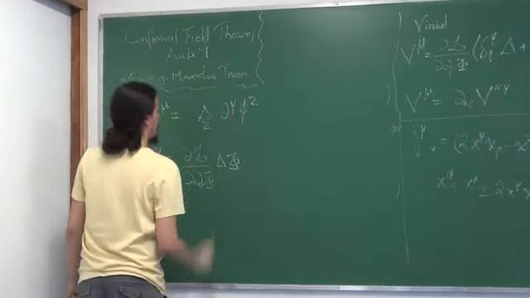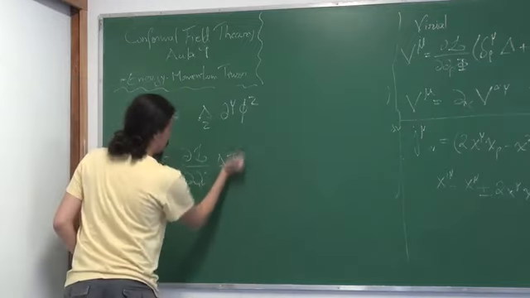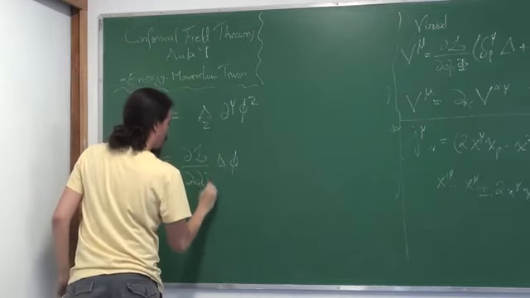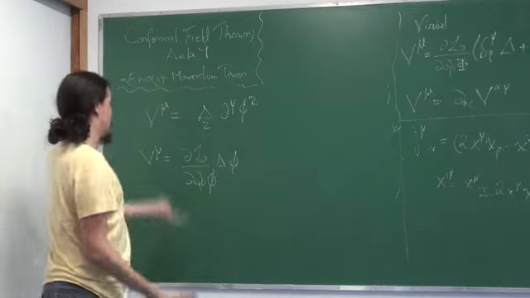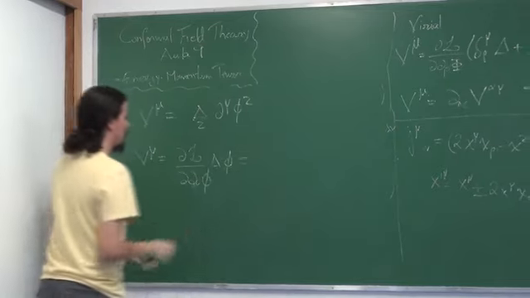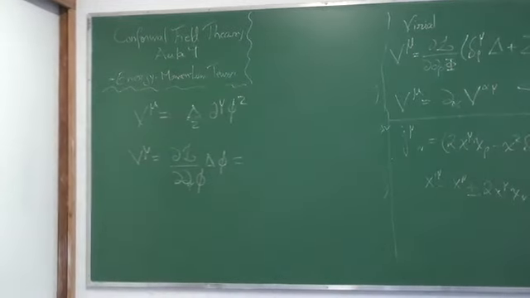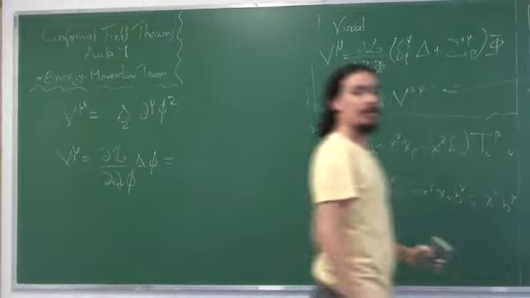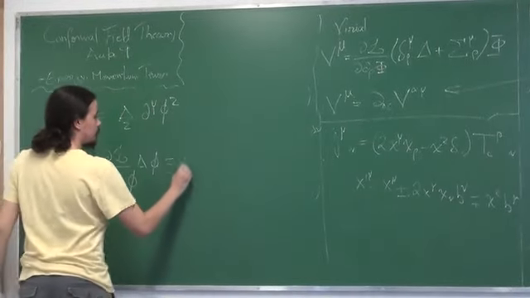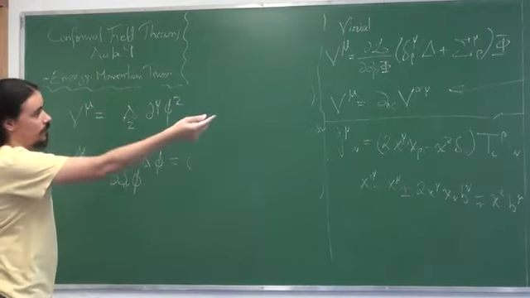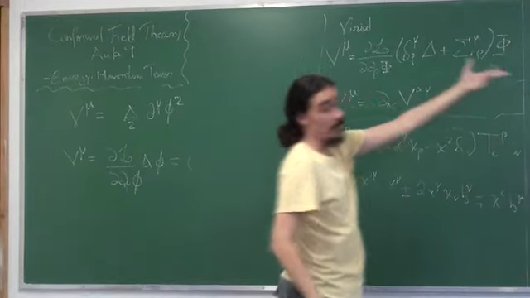Our field is just a scalar field. Taking this derivative here, we only end up with something like this. The factor of 2 goes away because I have 2.